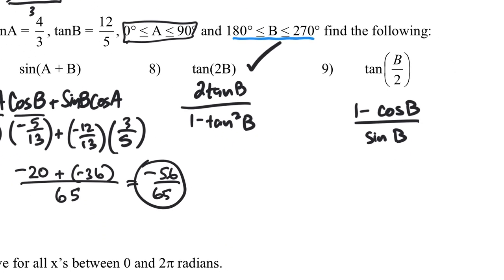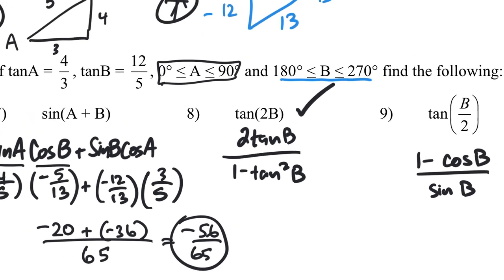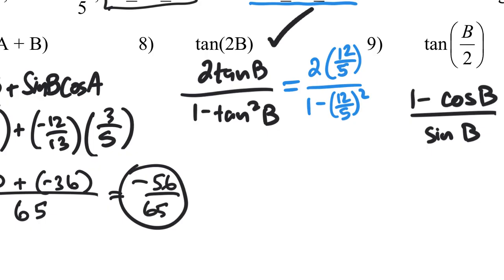I'm going to go to another color here just so we don't get too bogged down. I'm going to plug in what I need. So I need 2 times tangent B. Well, I already have tangent B, so it's going to be 2 times 12 over 5 divided by 1 minus 12 over 5 quantity squared. So we're just simplifying this fraction. We get 24 over 5 over, let's see, 25 25ths minus 144 over 25.